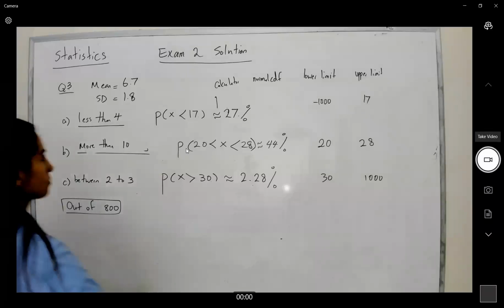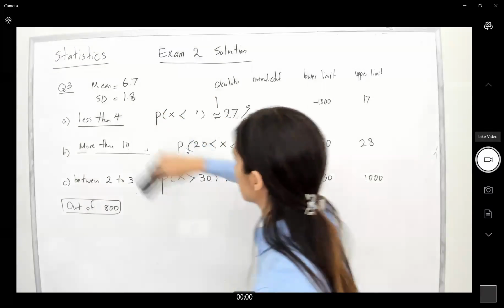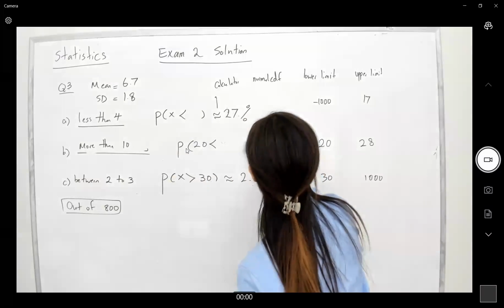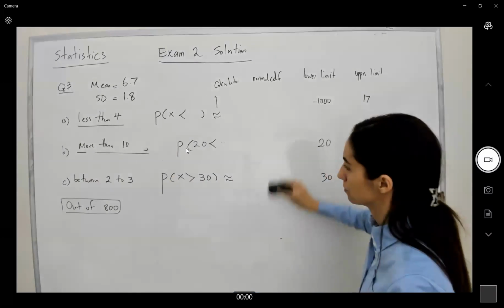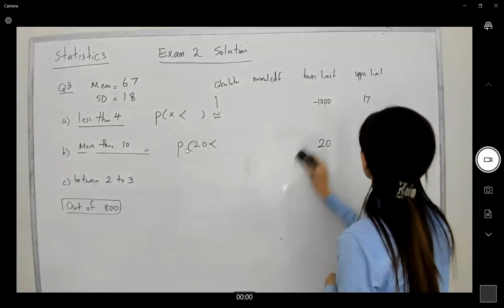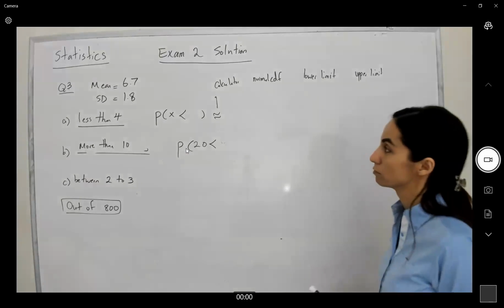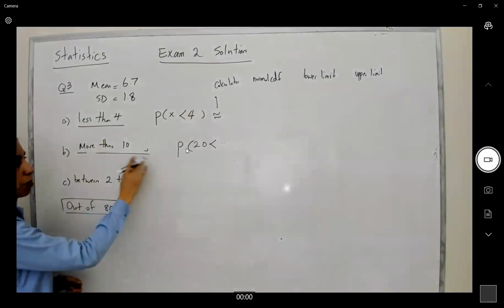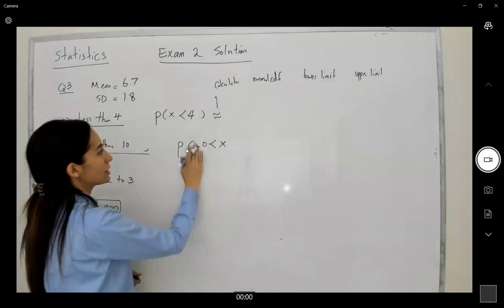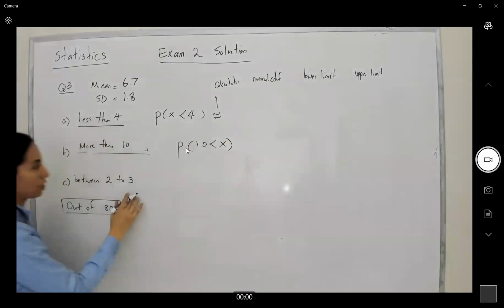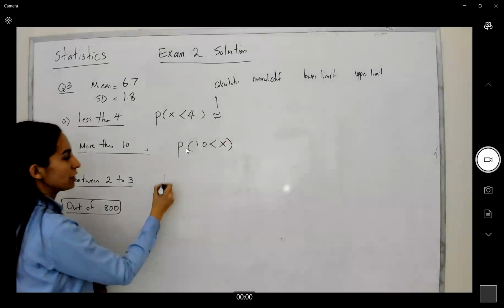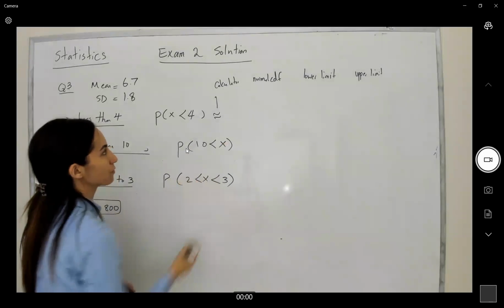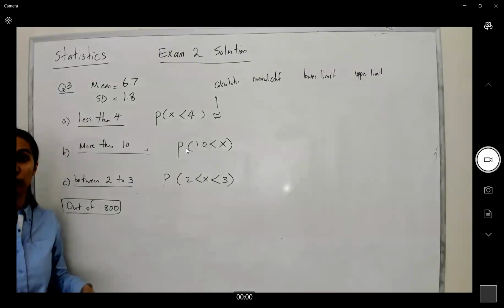Very well. So the probability of less than 4 hours, the second one, the probability of X more than 10 hours, and here you have the probability in between. They spend between 2 to 3 hours. So again, we are using normal CDF.